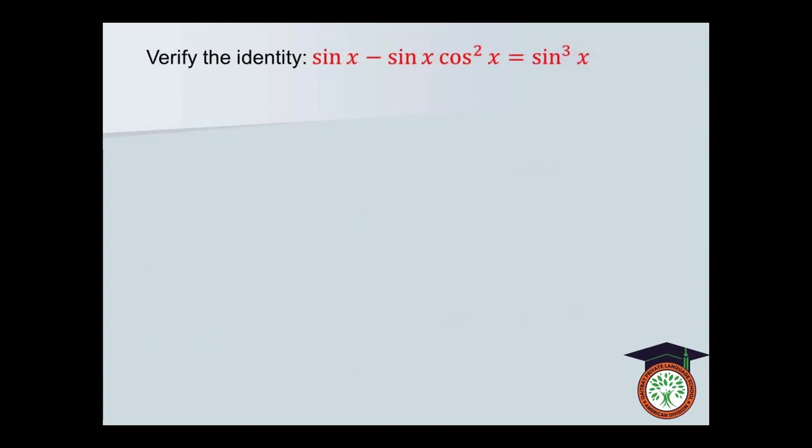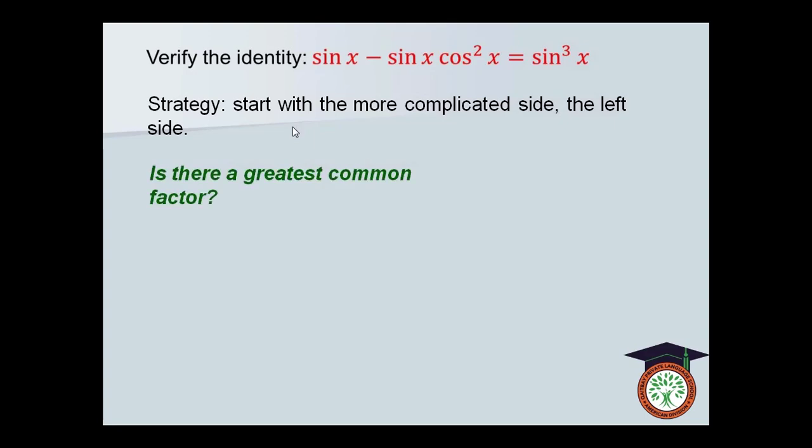Another example. It's the same as the previous one. Also here we have sine x minus sine x times cosine power 2x. We want to prove that all this side equals sine power 3x. So we have here sine x and we have here sine x. So we can take sine x as a common factor.